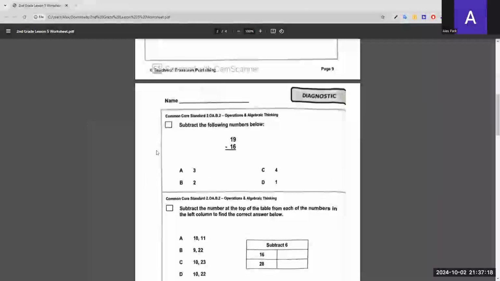All right, next, we have to subtract again. 19 minus 16. 9 minus 6 is 3. And 1 minus 1 is 0, but we don't have to write that, so that would be A.